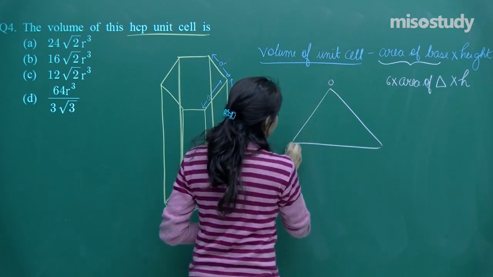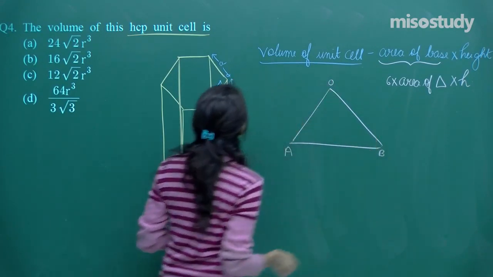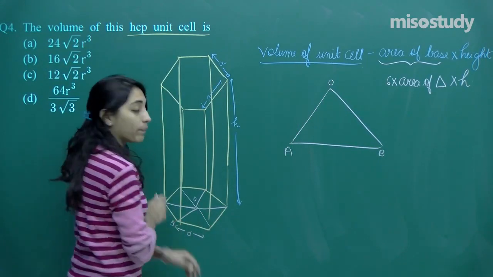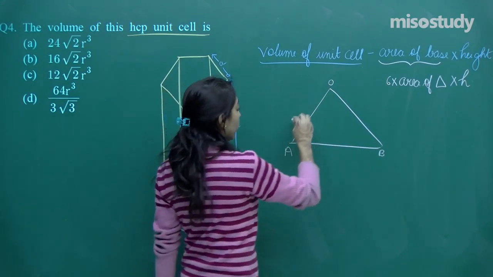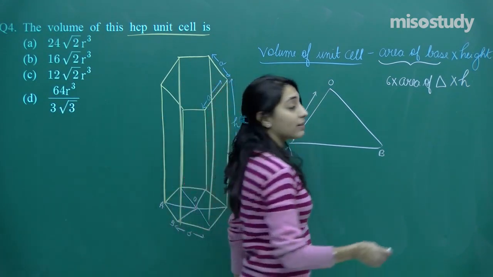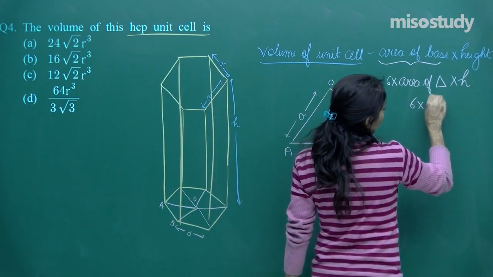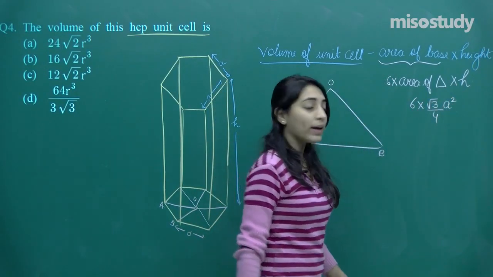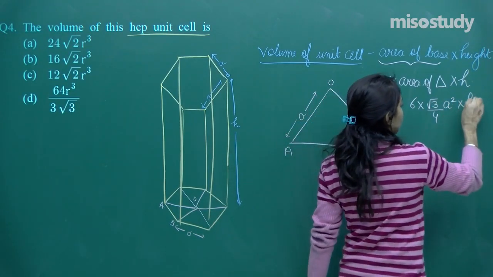Let us consider any such triangle OAB. I am just numbering it as O, any one as A, any one as B, okay, with the edge length equal to a. So what should be the area of the triangle? That is 6 into root 3 by 4 into a square multiplied by the height h.